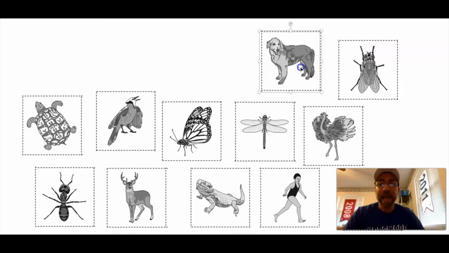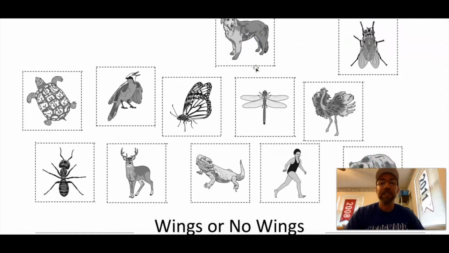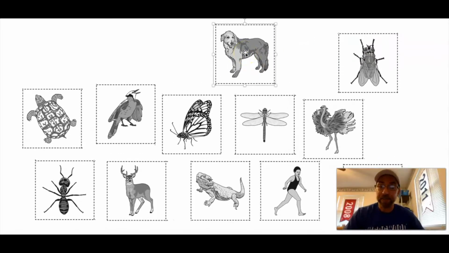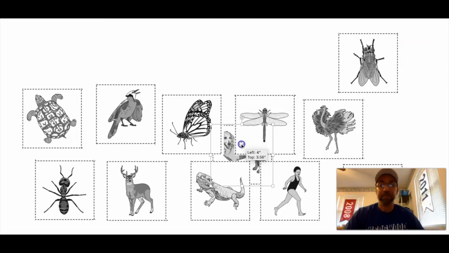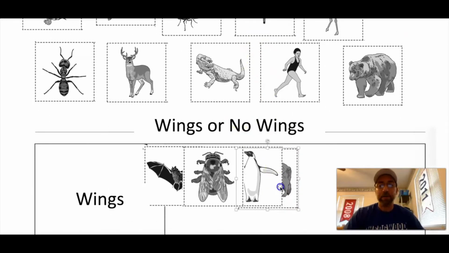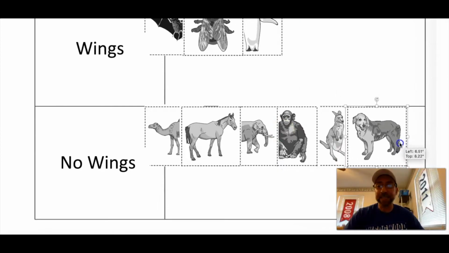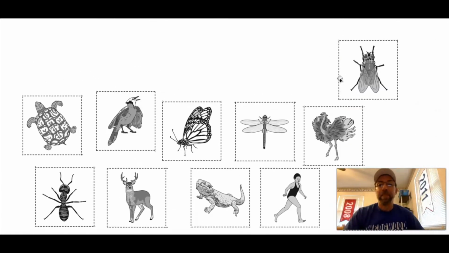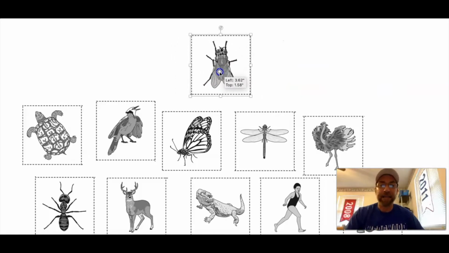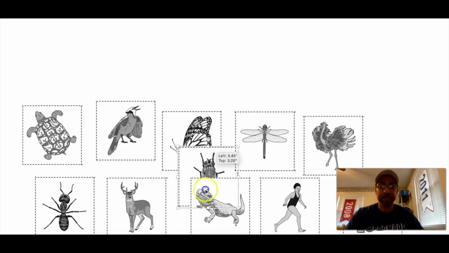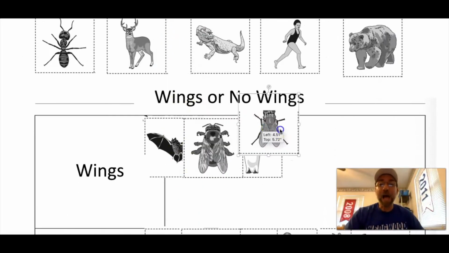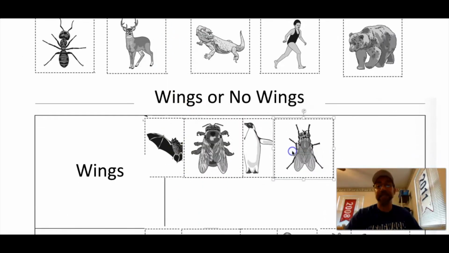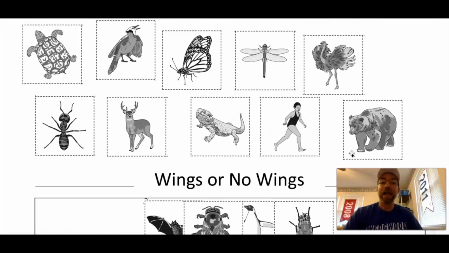Up next, we have a dog. Does the dog have wings or no wings? Well, the dog has no wings. How about the fly? Does the fly have wings or no wings? Well, the fly has wings. And they flap really, really fast to allow the fly to fly.